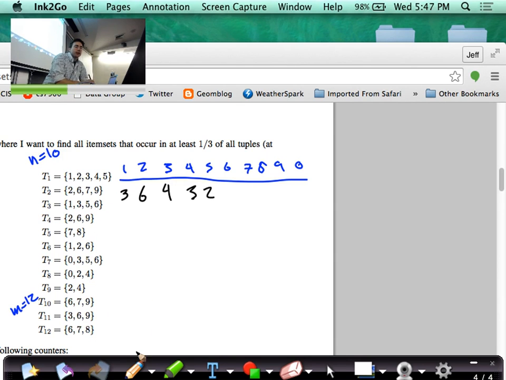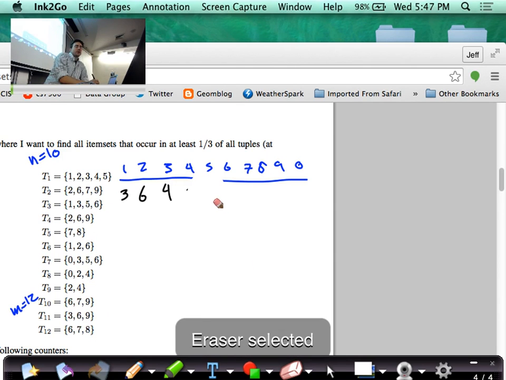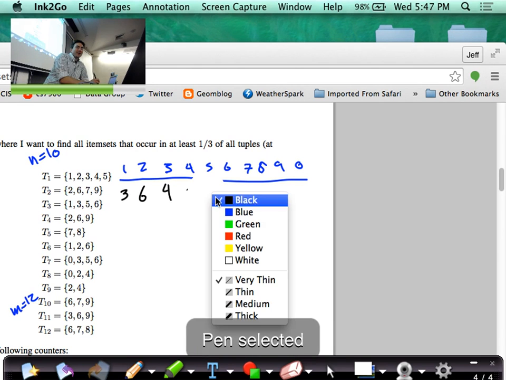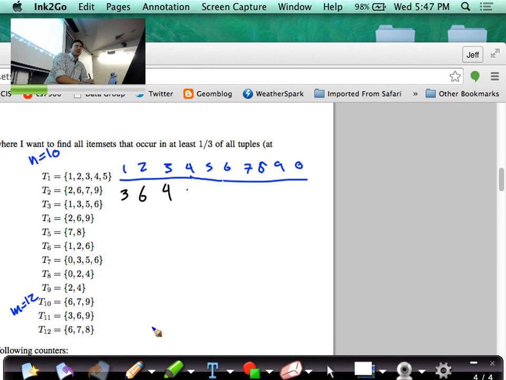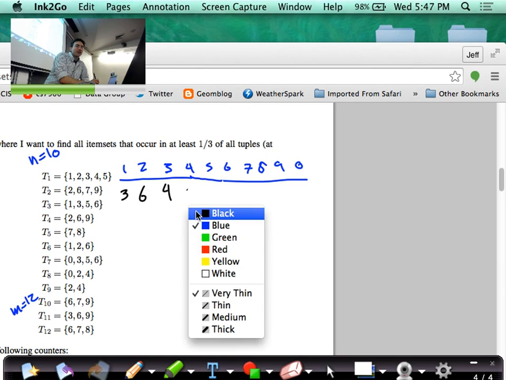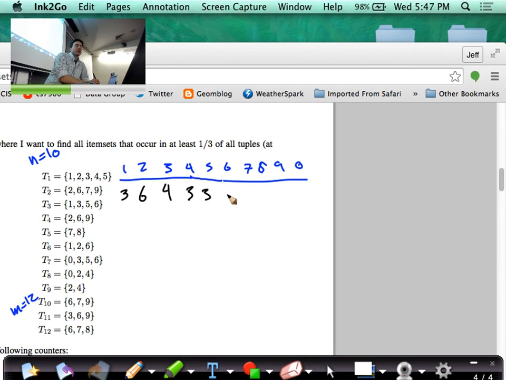Okay, so how many times do we see 4 again? 3? And 5 occurred 3 also. And then 6, 8 times. 7 occurs 4 times. 8 is occurring twice. 9 is occurring 4 times. And 0 occurs twice. Okay, and so now we're going to set our threshold.